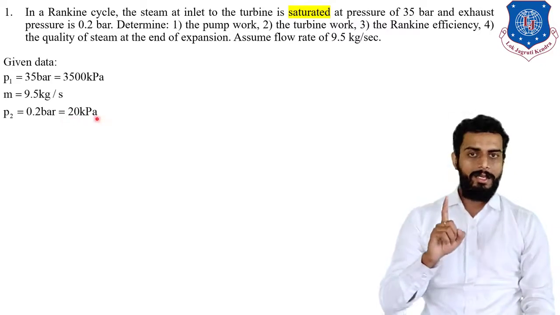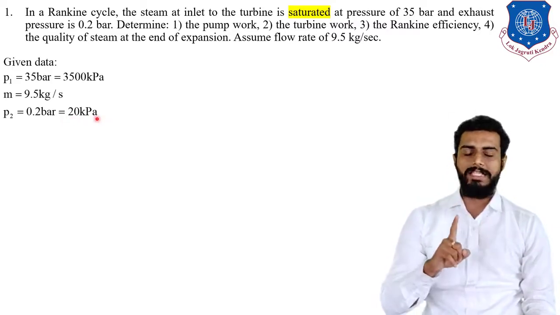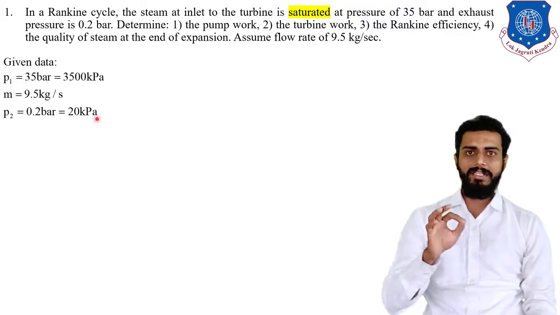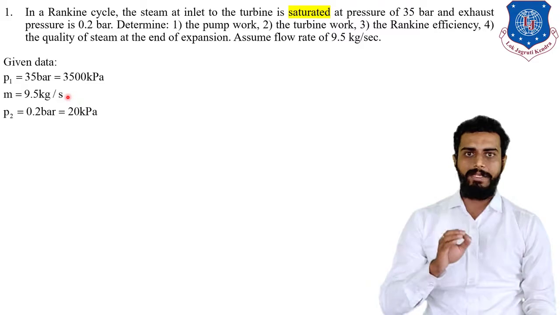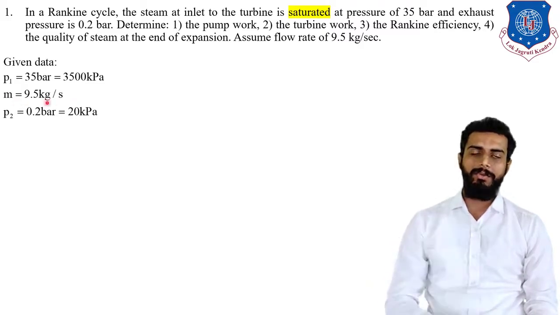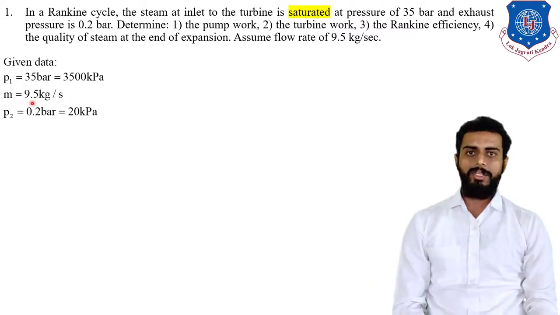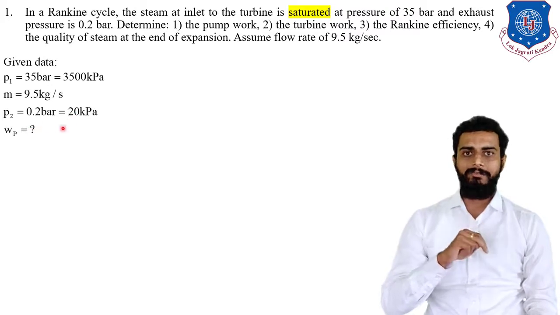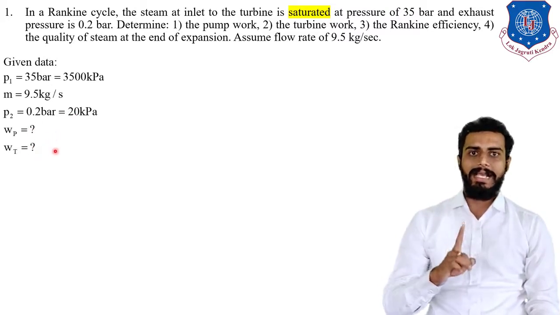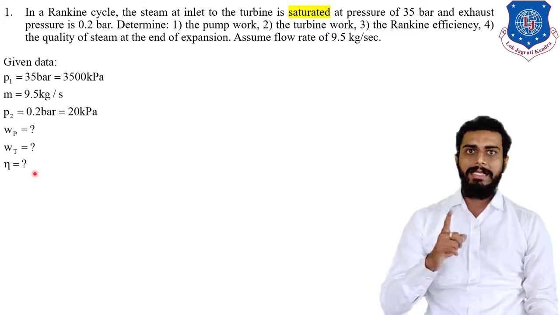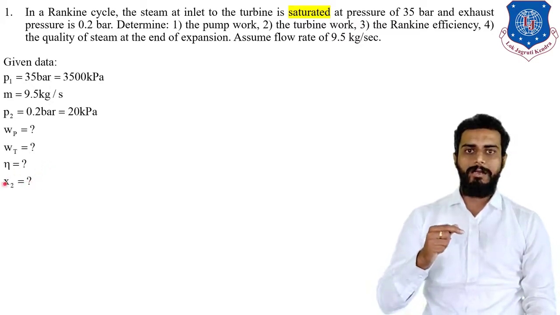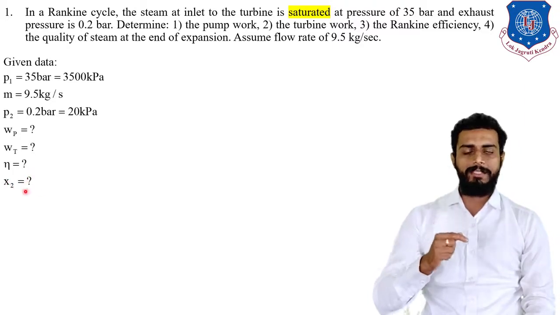It is easy to understand. Remember, the conversion is 1 bar is equal to 10 raised to 5 pascal. Okay, further we are given the mass flow rate, that is 9.5 kg per second. So m dot here is equal to 9.5 kg per second. Now the things that we are supposed to find out is, the very first thing is pump work, so that is WP, then turbine work, that is WT, then Rankine cycle efficiency, that is eta, right, and quality of the steam at the exhaust of the turbine or at the end of the expansion process.